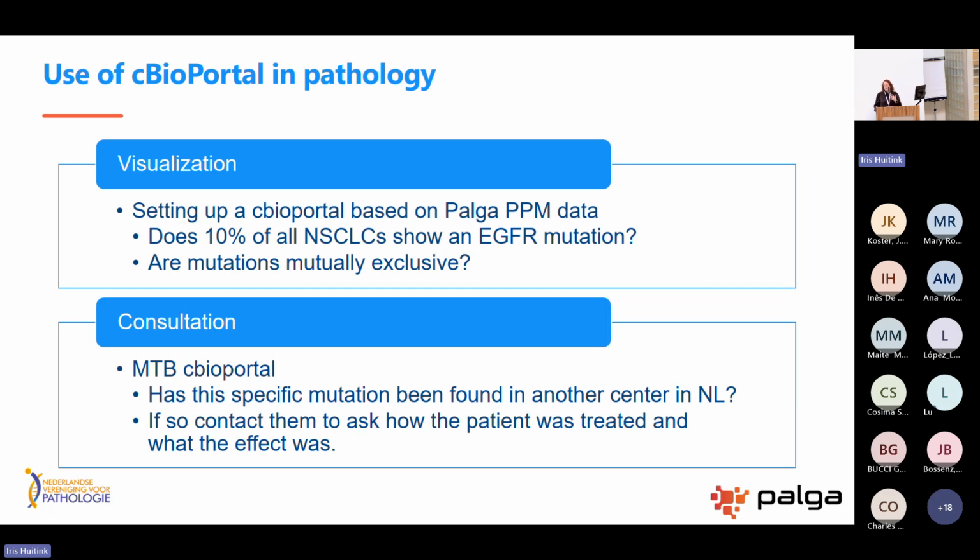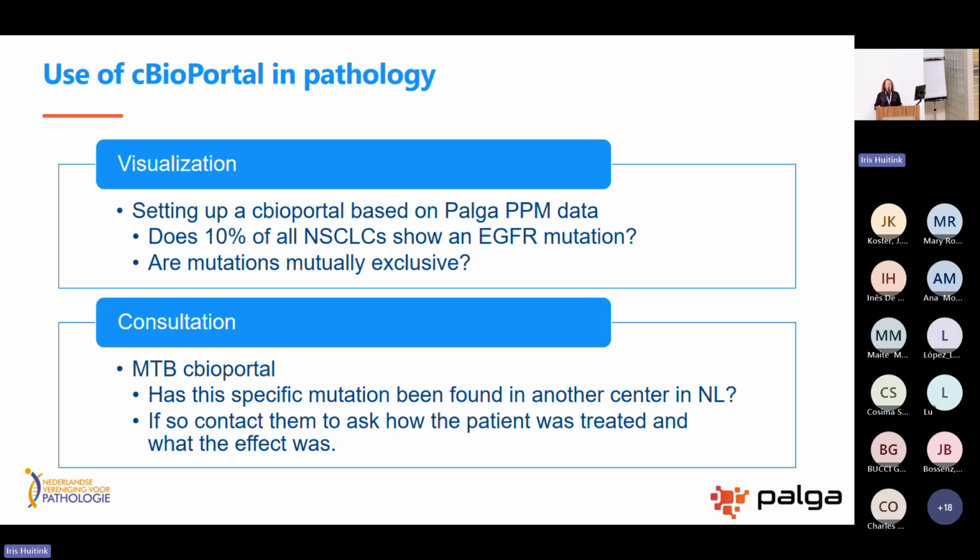And we use it in Utrecht to see if we found a variant of which we did not know the clinical consequences. We could check whether a different center in the Netherlands found that variant as well. And if so, contact them and ask them, what did you discuss about that patient? How was the patient treated? Can we learn from your experiences? So that's one thing that you can do with the data.